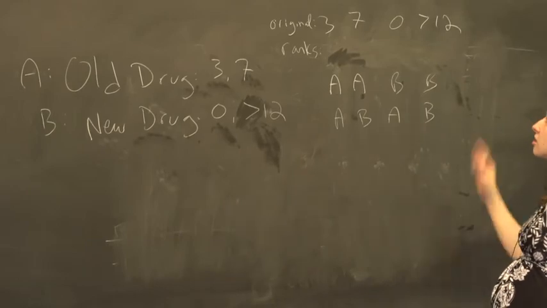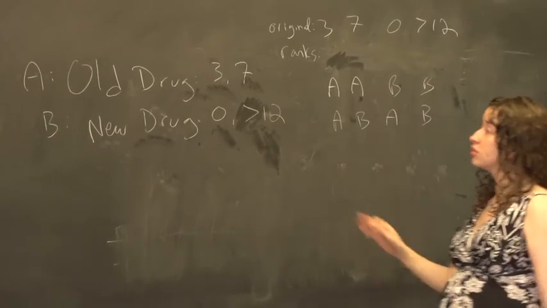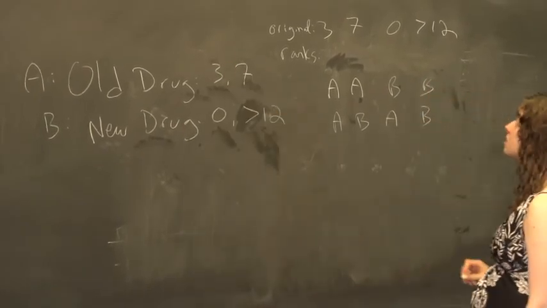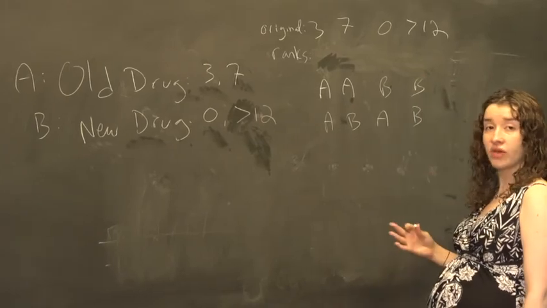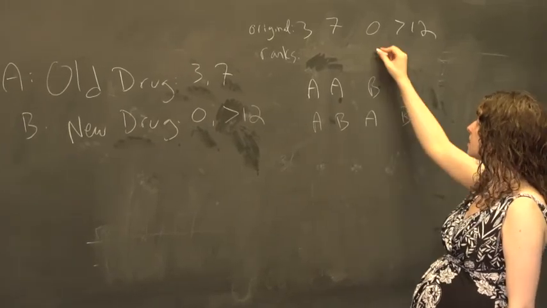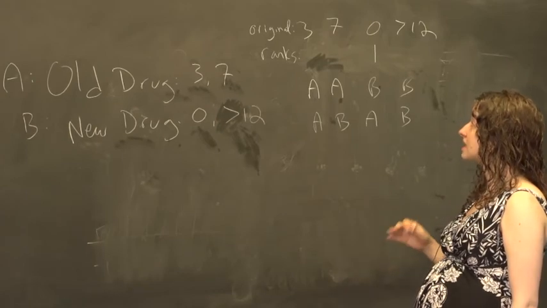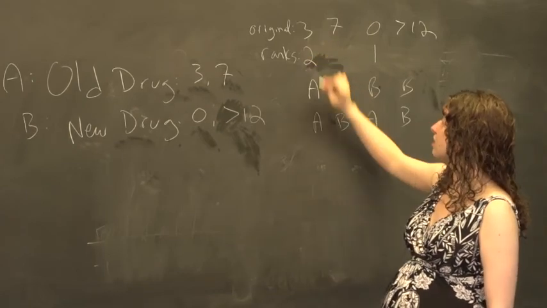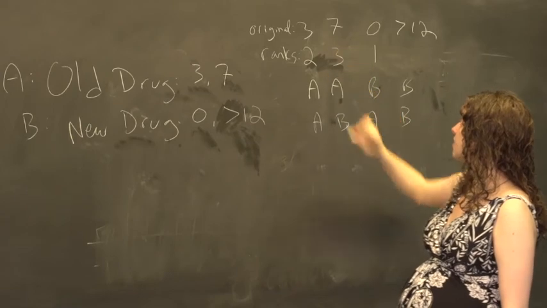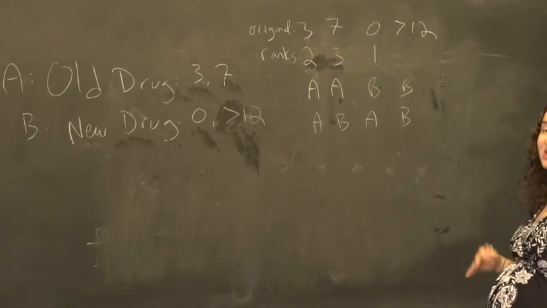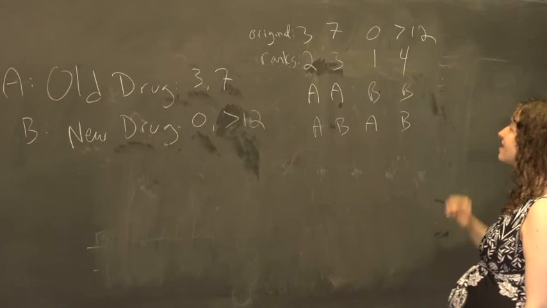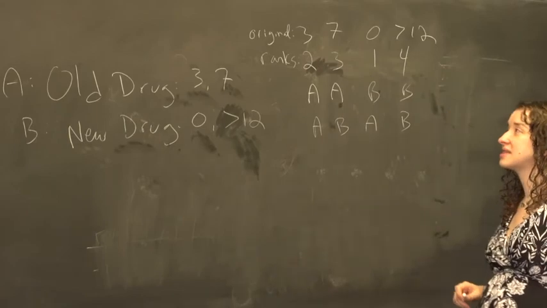The lowest number of these 4 numbers, grouping all 4 of these together, the lowest number is 0, right? So its rank within the data set is 1. In other words, it's the lowest. Okay, what's the second lowest? Well, that's this 3 over here. The third lowest is this 7. And the fourth lowest, in other words, the highest, is this one. We converted the data into ranks.